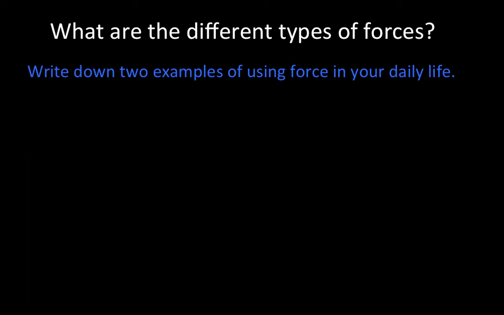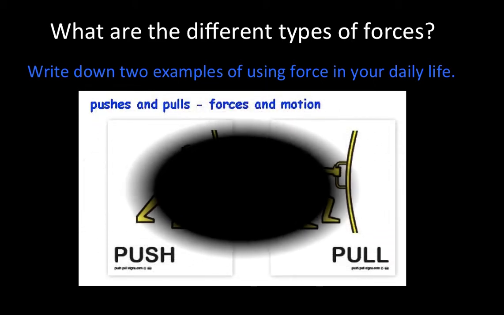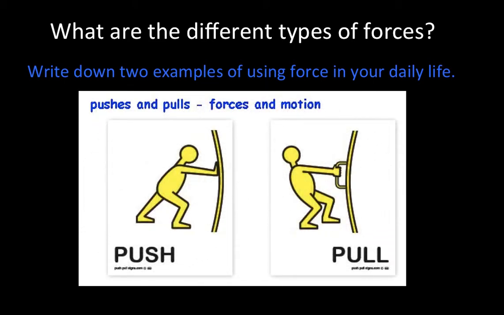Alright, so some examples that you may have written down would be something such as pushing or pulling a door open, maybe lifting something off the floor, for example, your backpack, maybe throwing something such as a basketball or a football. So we categorize all these forces in our lives into 2 main categories: pushes and pulls. So make sure you write that down, please. Write down that forces are considered pushes and pulls.